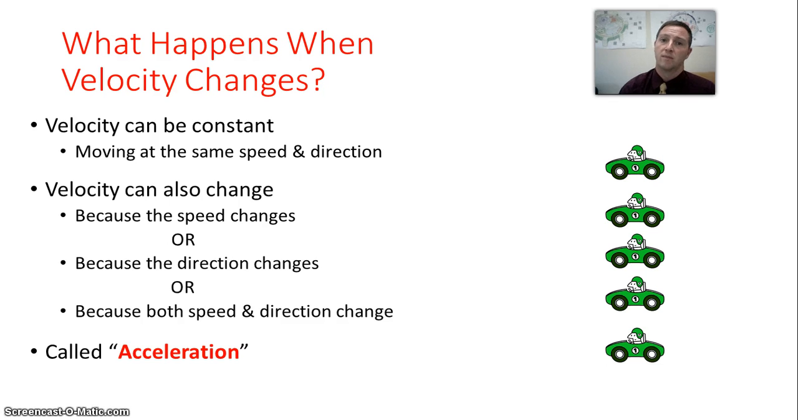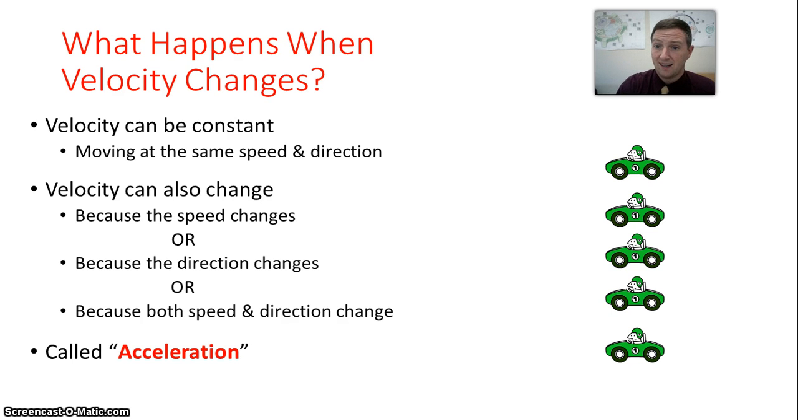All right. So velocity is speed plus direction. Now that can be constant. I can be traveling at 50 miles an hour east and continue going that for hours and hours and hours. My velocity would be constant. It would be unchanging if I have the same speed in the same direction, but that's not always true. Velocity is going to change. It can change because the speed changes, or because my direction changes, or because they both change, speed and direction, at the same time. That's what we call acceleration.